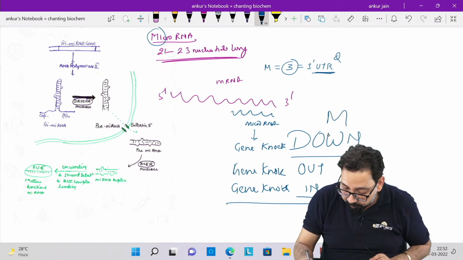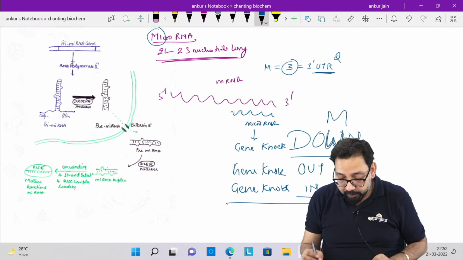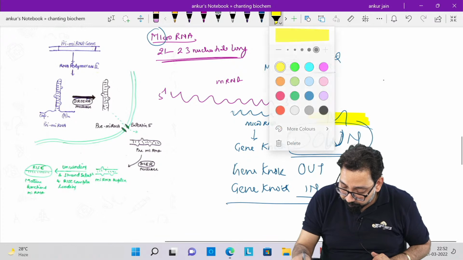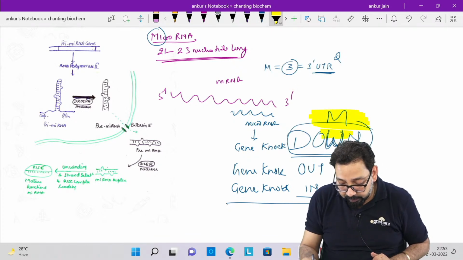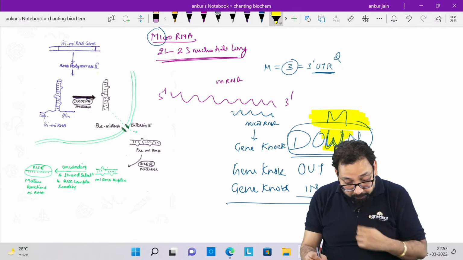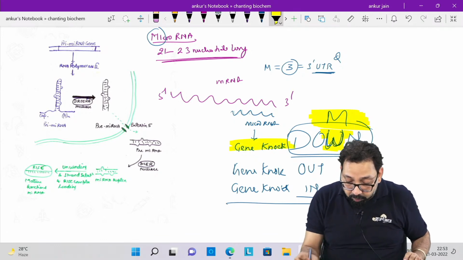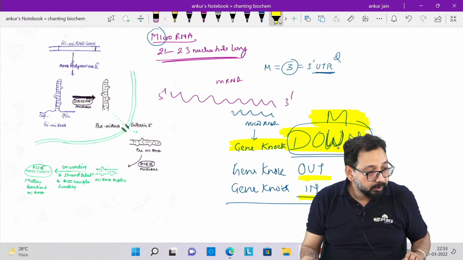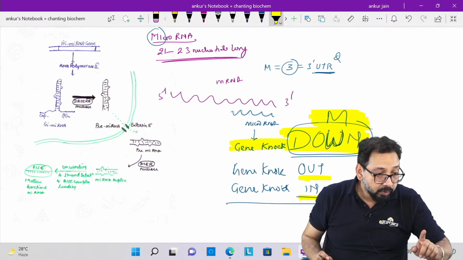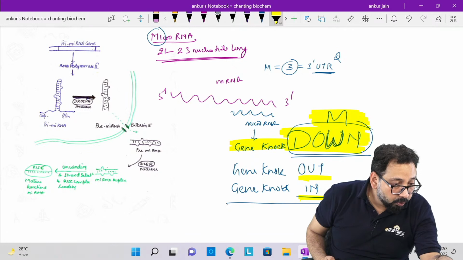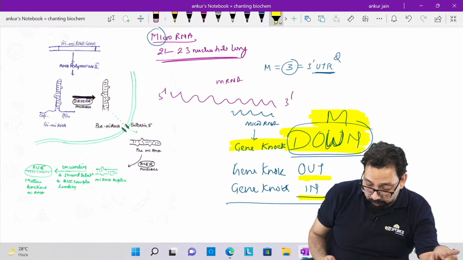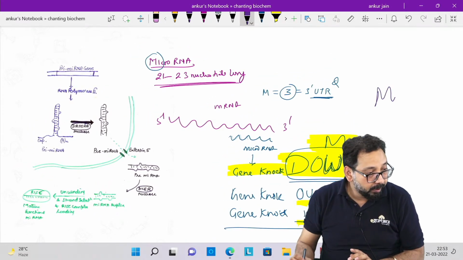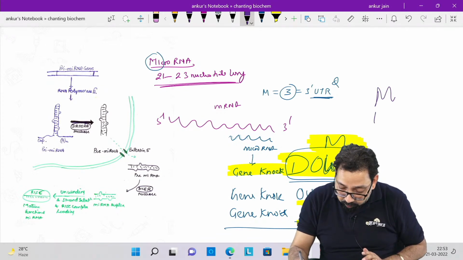microRNA, M W. Okay, so knockdown. Yes, knockdown is having just like M. So you will remember microRNA is not going to do gene knockout or knock-in. It is going to do gene knockdown, not knockout. Okay, how? That's why I am telling you M. Remember this small point: M, down, DOWN.